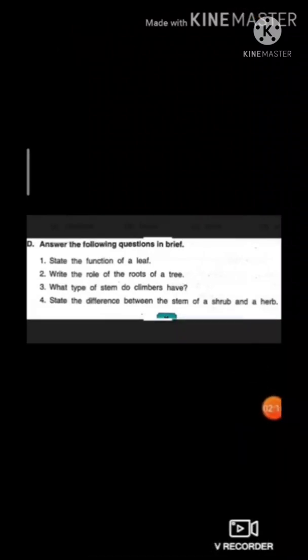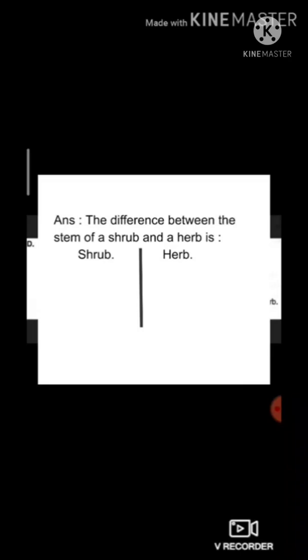Your last question is, state the difference between the stem of a shrub and a herb. Children, see this picture and please remember how to write the answer for this question. See how to start. The difference between the stem of a shrub and a herb is: you have to draw a line in the center. On one side you have to write shrub and on the other side you have to write herb. Here we have to talk about stem only, nothing else.